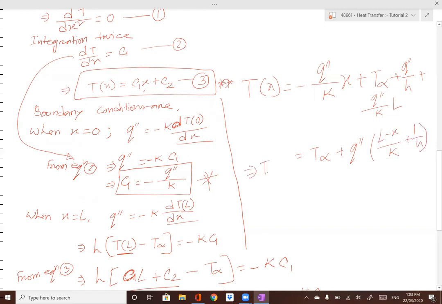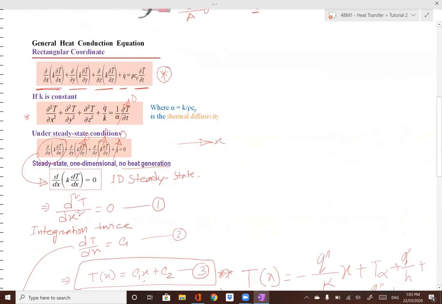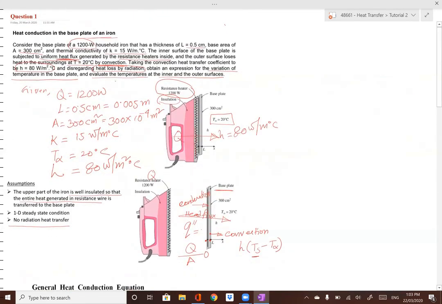So it will be our temperature variation throughout the iron plate. Now we can calculate any point between the inner surface and the outer surface temperature. So this is our first answer. Now the question also mentions, evaluate the temperature at the inner surface and outer surface. That means find the temperature when x equal to 0 and when x equal to L.